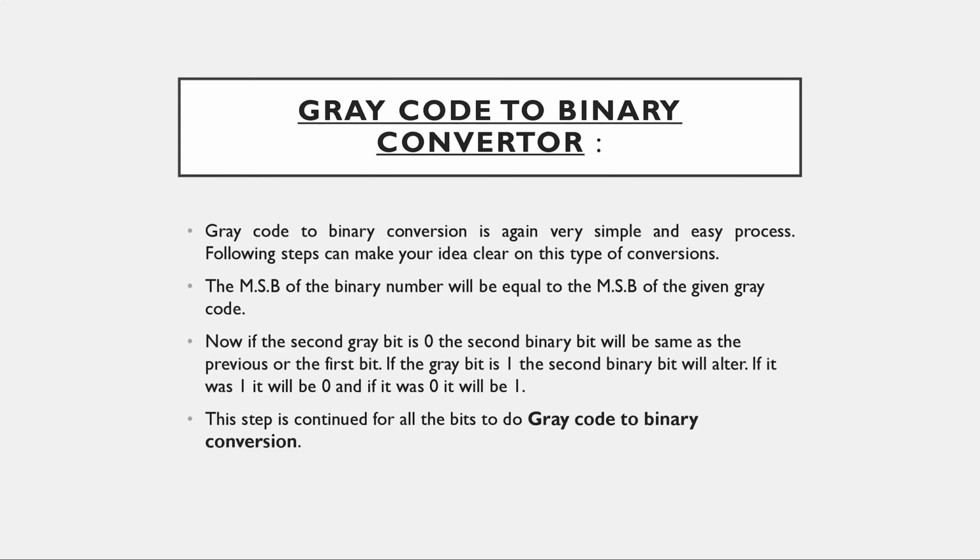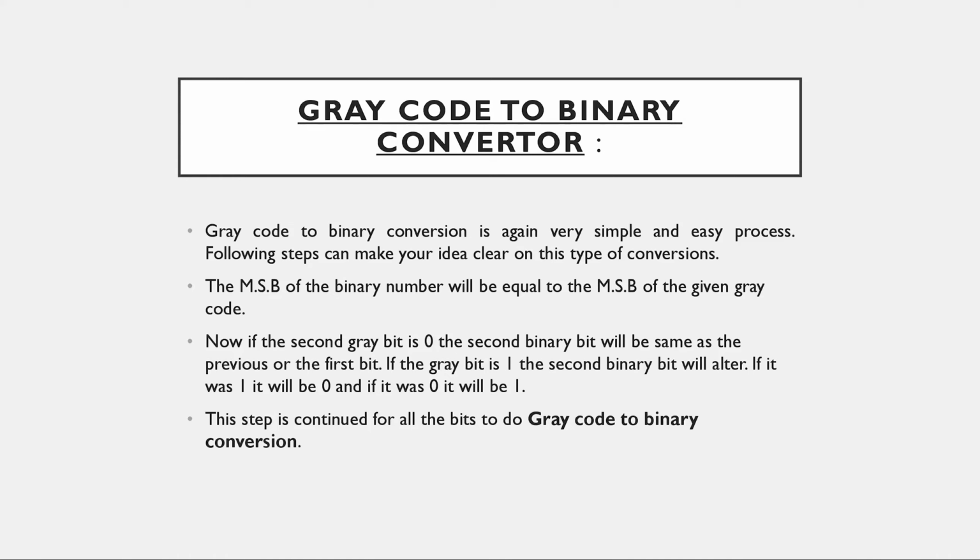Gray code to binary converter. Gray code to binary conversion is again a very simple and easy process. The following steps can make your idea clear on this type of conversion. The most significant bit of the binary number will be equal to the most significant bit of the given gray code.